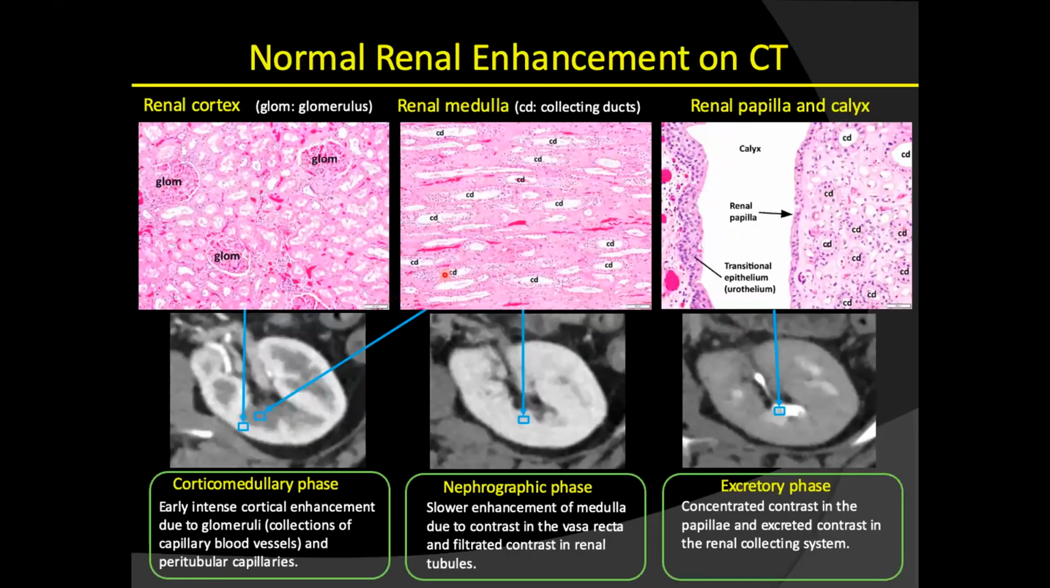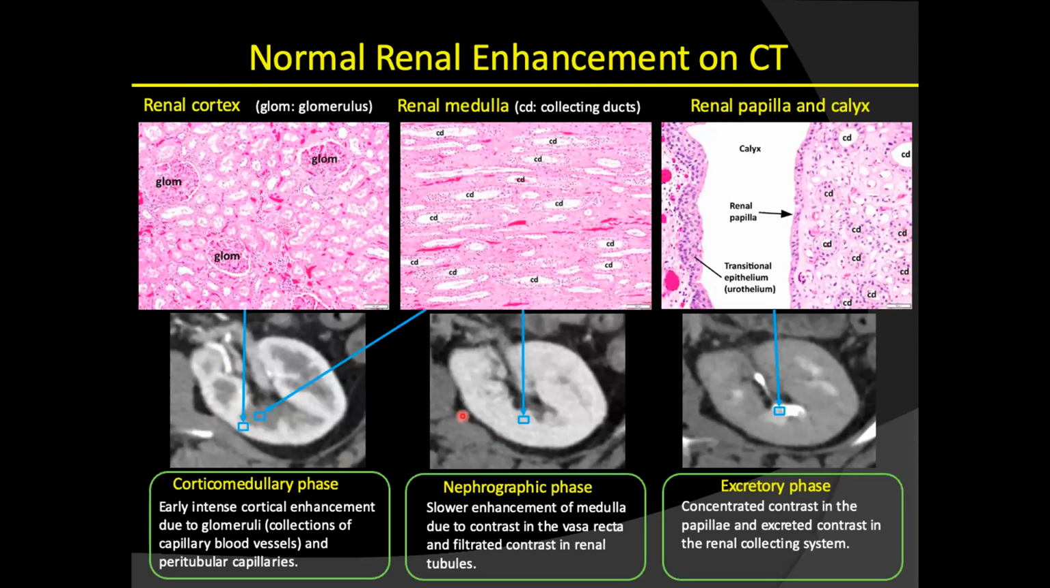Now, this is what happens on a normal renal enhancement on the CT scan. This is what happens histologically once the contrast is injected. In the first, corticomedullary phase, you can see that there is intense cortical enhancement due to the glomeruli, which we've seen are collections of capillary blood vessels, and the peritubular capillaries. The medulla does not enhance that much in the initial phases.